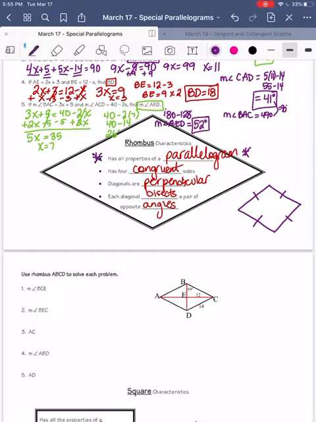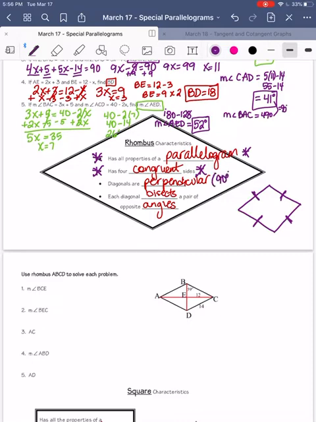All those things that we talked about 2 days ago still hold true. Diagonals bisect each other, opposite angles are congruent, consecutive angles are supplementary, and I can't remember the fourth one. So it's still a parallelogram, and now we have 4 congruent sides. I've already drawn a picture: 1, 2, 3, 4 congruent sides, and then the diagonals are perpendicular.